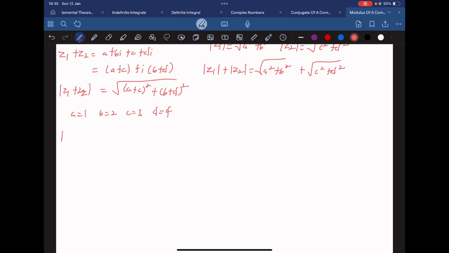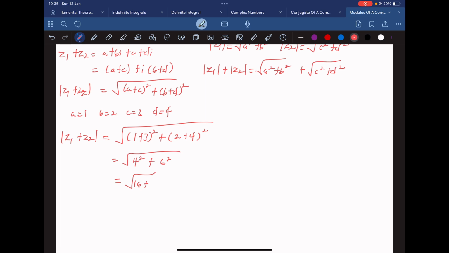So on the left hand side, we are going to have z1 plus z2, the modulus. We had square root of, now a plus c, we have 1 plus 3 squared. Then b plus d, we have 2 plus 4 all squared. So 1 plus 3 is 4, so 4 squared. And 2 plus 4 is 6, so 6 squared. Now note that 4 squared is 16, and 6 squared is 36. So this simplifies to root of 52.